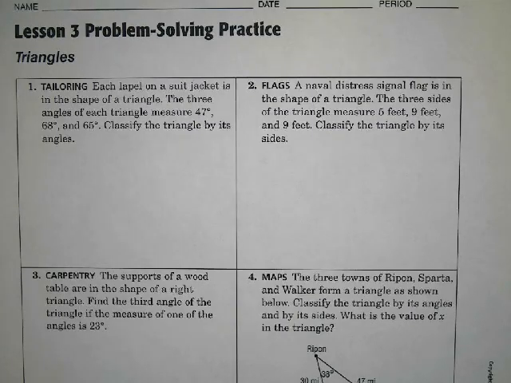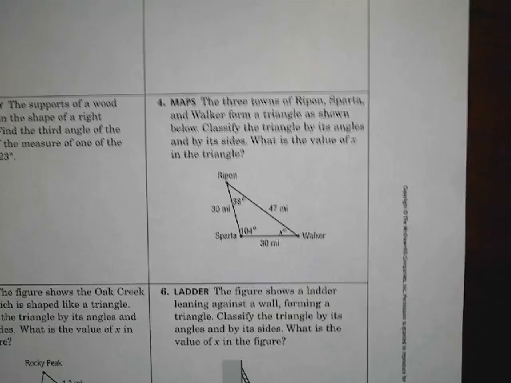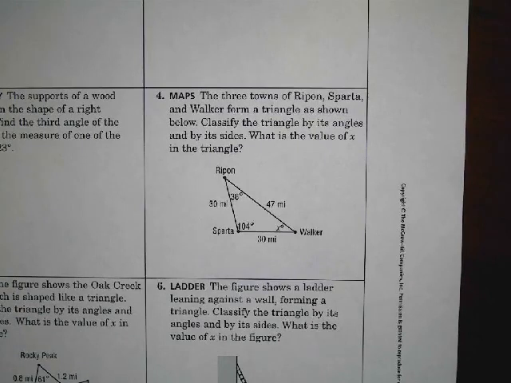We're going to use the properties of triangles today to do some problem solving skills here. We're going to go ahead on our homework and look at number 4 and do that one together to give you an example of how to complete the other problems. On number 4, it says the three towns of Ripon, Sparta, and Walker form a triangle as shown below. Classify the triangle by its angles and by its sides. What's the value of x in the triangle?